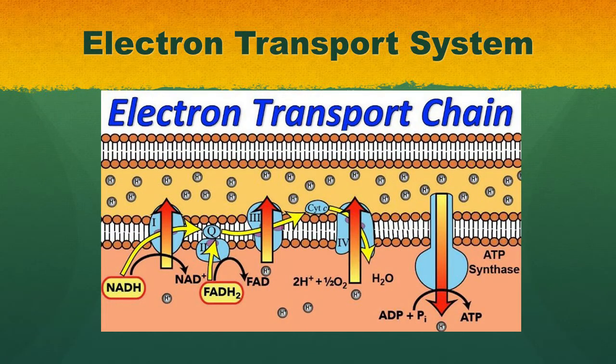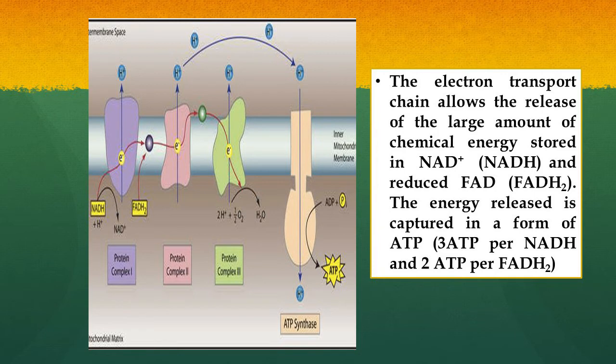And now we are down to the last part of the process of cellular respiration called the electron transport system or electron transport chain. The electron transport chain allows the release of the large amount of chemical energy stored in NADH and reduced FAD or FADH2. The energy released is captured in the form of ATP, 3 ATP per NADH and 2 ATP per FADH2.